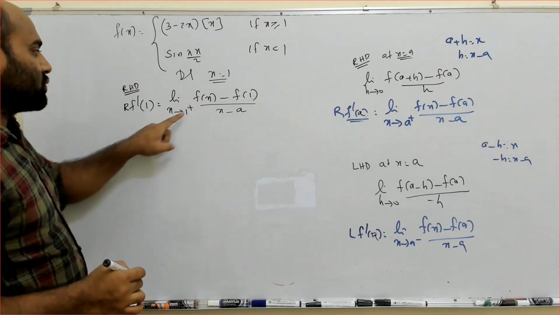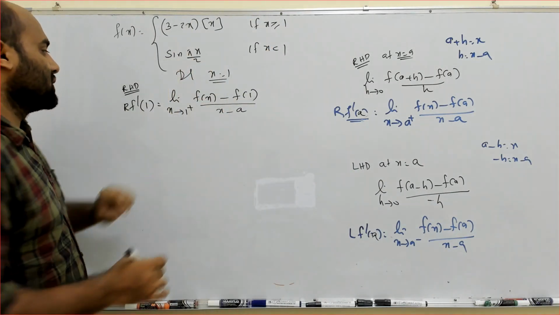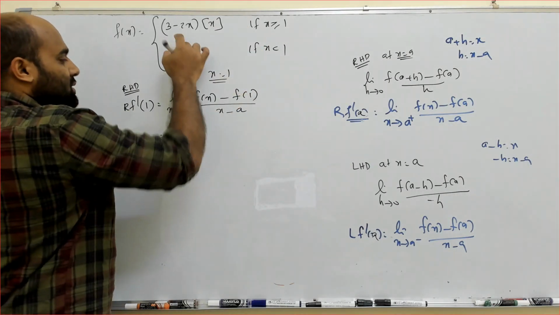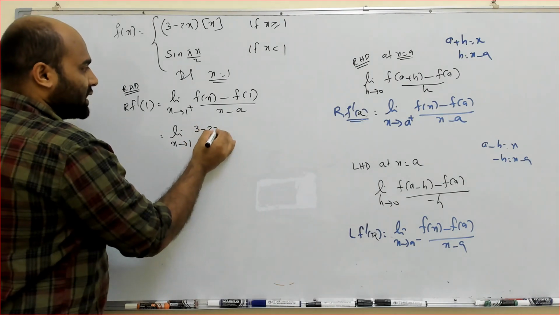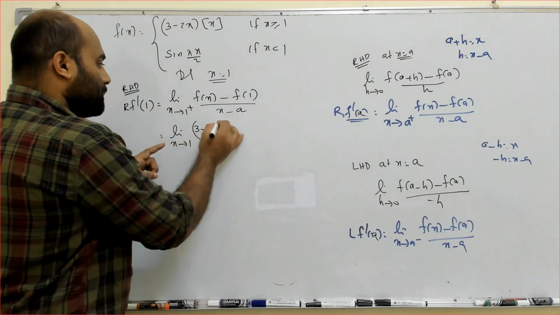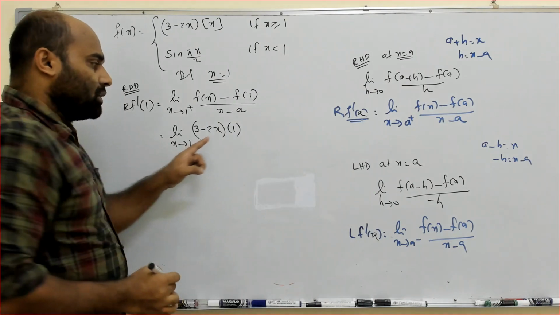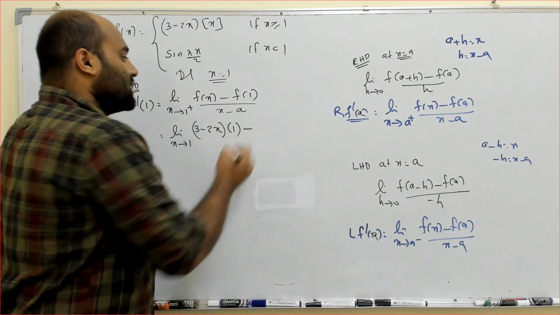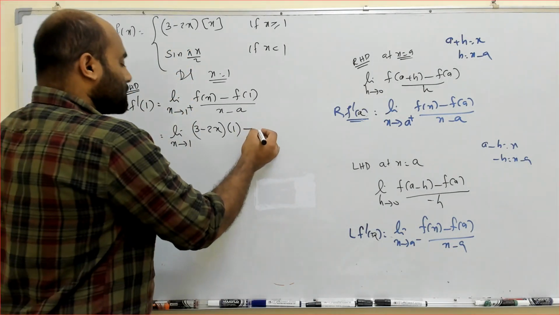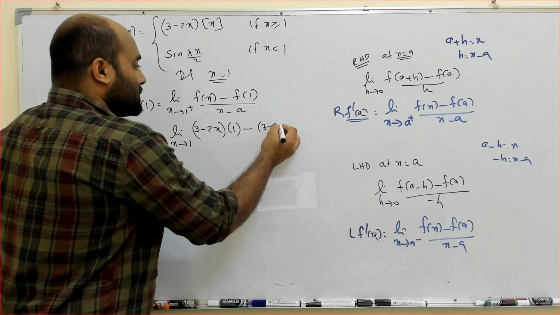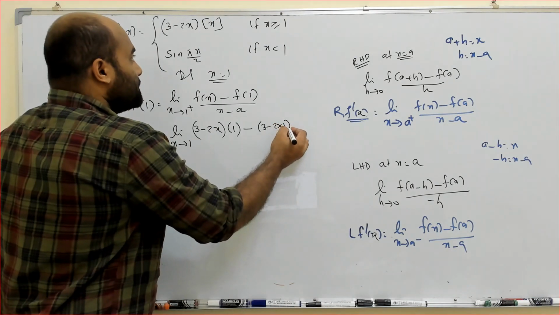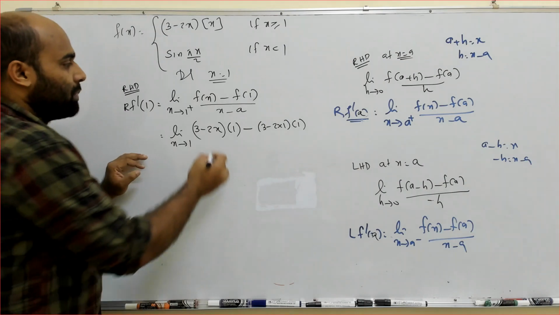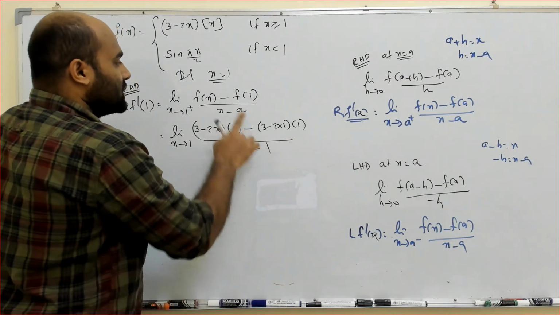What is f of x? 1 plus means more than 1. Once you identify the function, no need to write. 1 plus means this will be 3 minus 2 times the box x, and 1 plus means the box x will be 1, minus f of 1. F of 1 will be what? 3 minus 2 into 1, box x. What is box x? 1 only, by x minus 1. Is it by x minus 1?